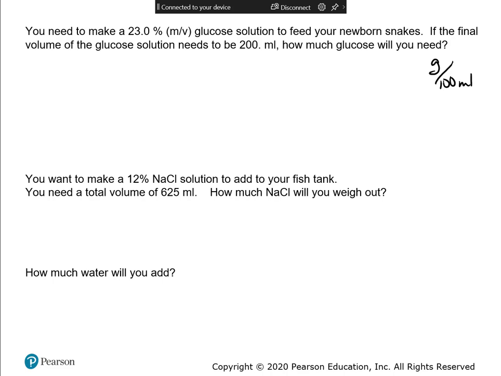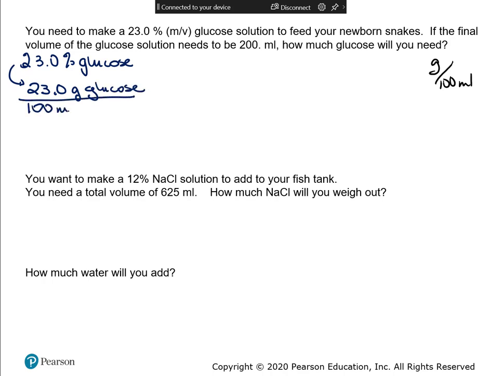So I want to know how much of my solute do I need? So the rule is concentration times volume. So what does 23.0 mean? Change your percent to what it means. So 23.0% glucose. This means 23.0 grams of glucose, and its volume, so it's 100 milliliters of solution. So just change percent to what it actually means.